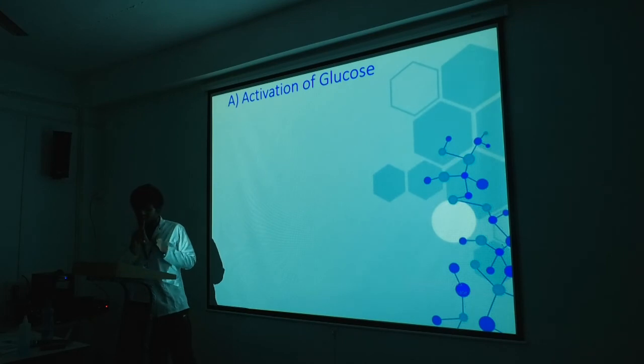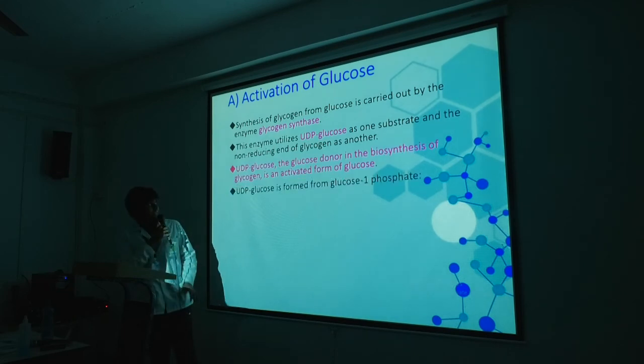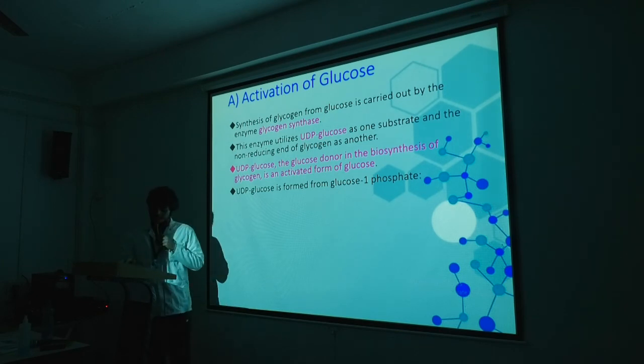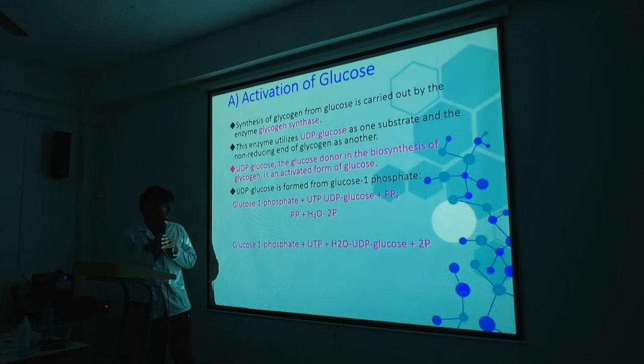So let's see the first step of glycogenesis. Synthesis of glycogen from glucose is carried out by the enzyme glycogen synthase. This enzyme utilizes UDP glucose, or uridyl diphosphate glucose, as one substrate and the non-reducing end of glycogen as another. So UDP glucose, the glucose donor in the biosynthesis of glycogen, is an activated form of glucose. UDP glucose is formed from glucose 1-phosphate. So here is the reaction we see. Glucose 1-phosphate plus UTP.